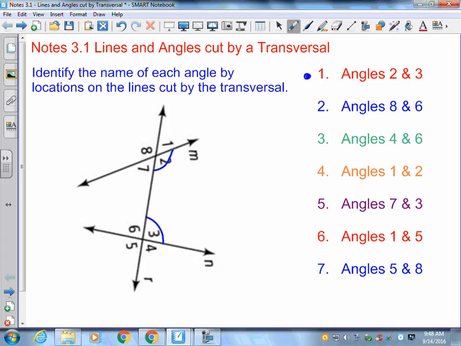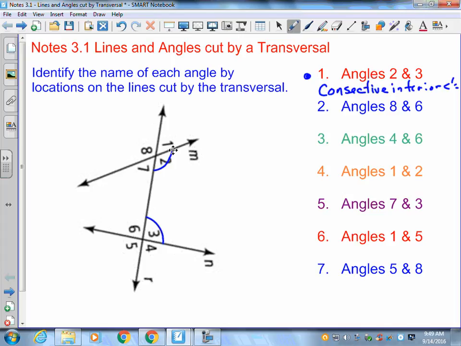Now, angle 2 and 3. Are they on the same side or are they on the alternating sides of the transversal? Same side. They're both on the right. Are they on the interior or on the exterior? Alright, so what is the name of this angle pair? Consecutive interior angles, because it's based on where they're located around the transversal.